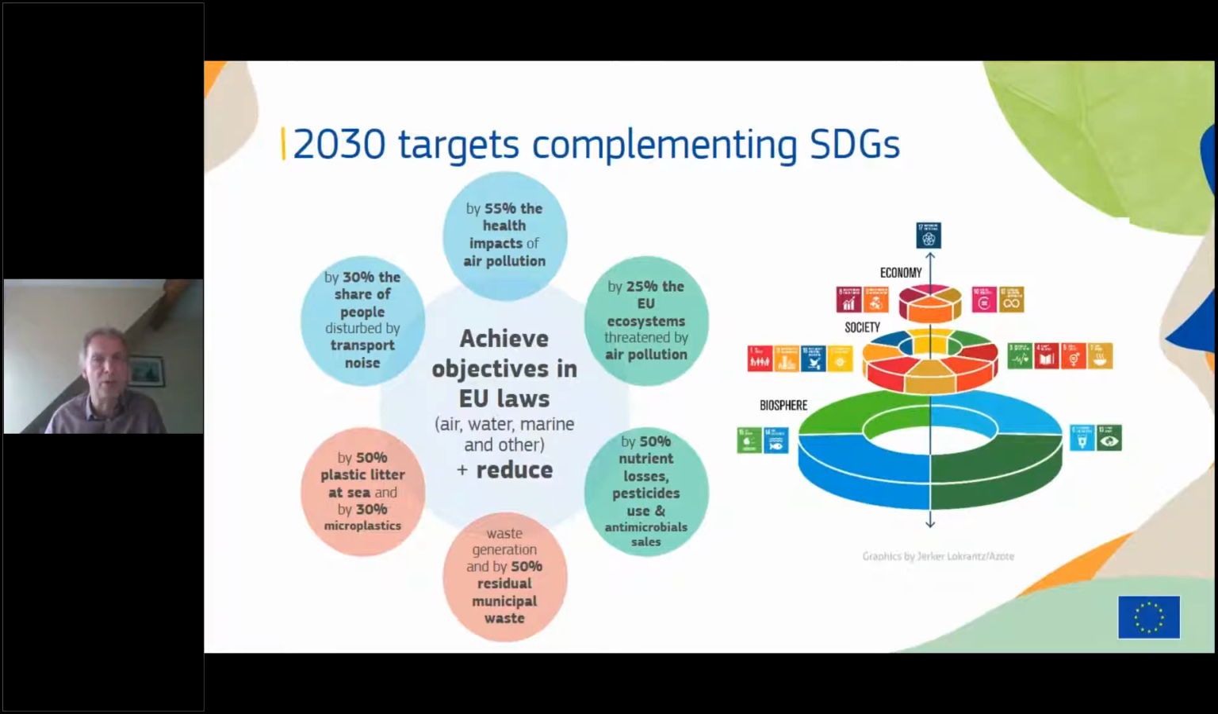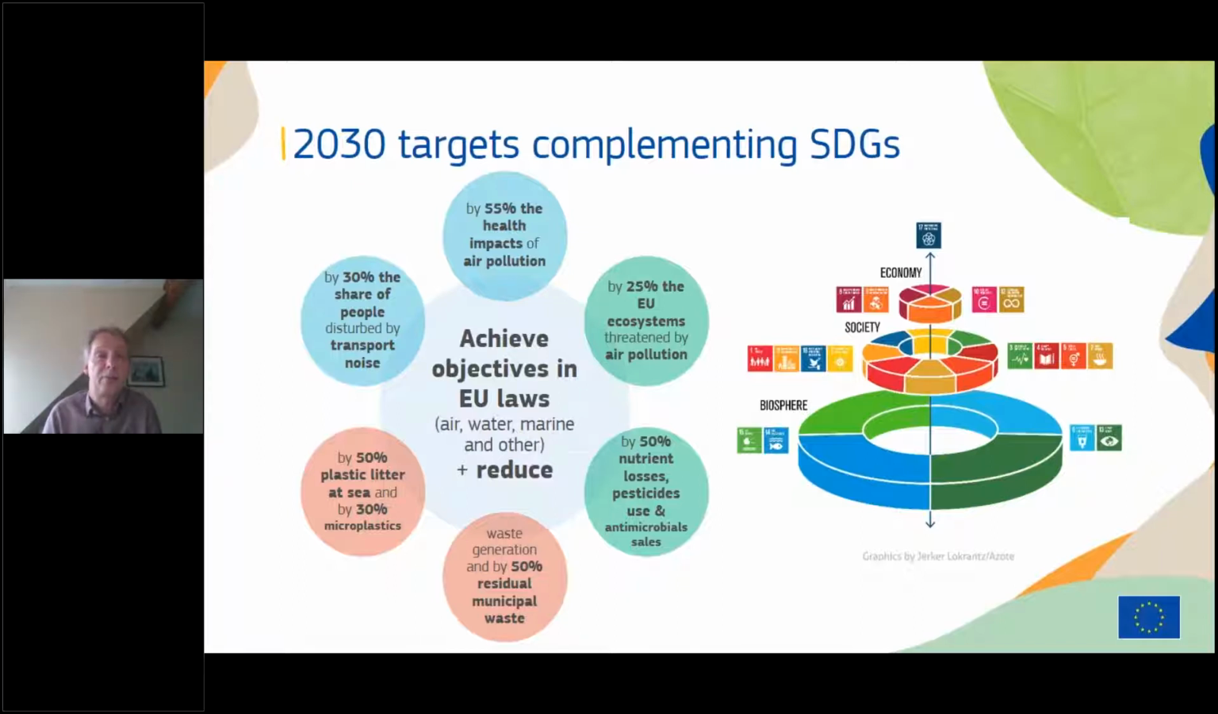For instance, this point of the reduction of 50% of nutrient losses and pesticides and the use of antimicrobials was already part of the Farm to Fork Strategy. But that doesn't make it any less relevant, of course. So those are a number of quantitative strategies that we have set out.